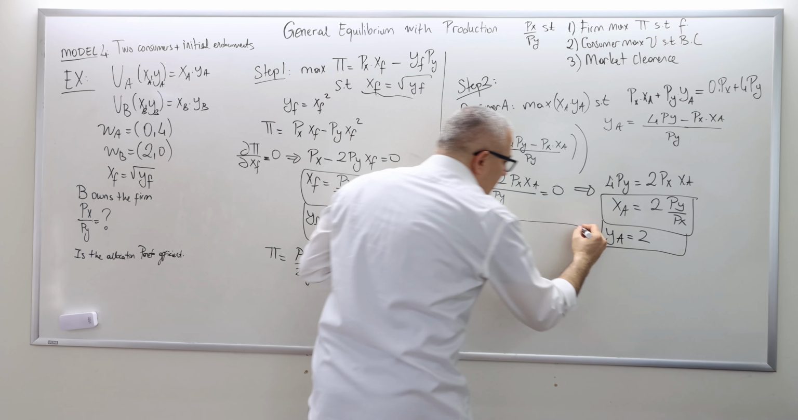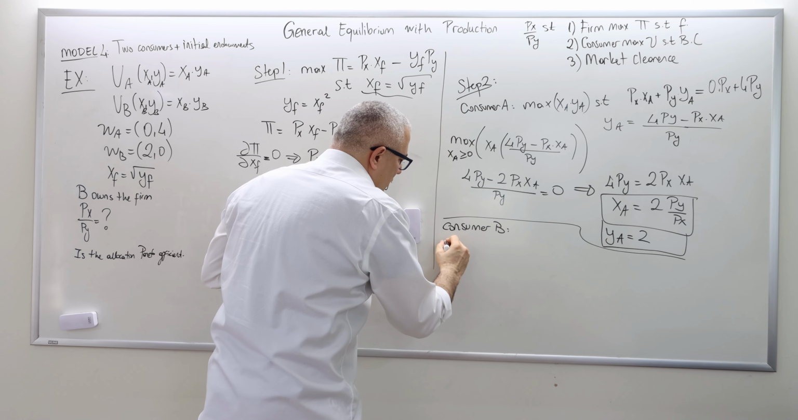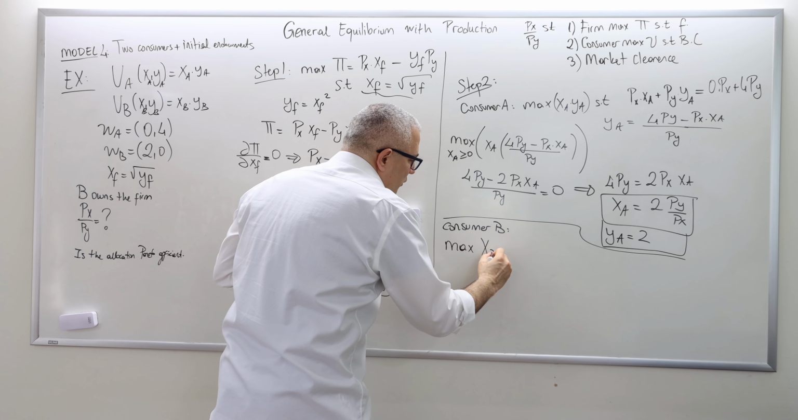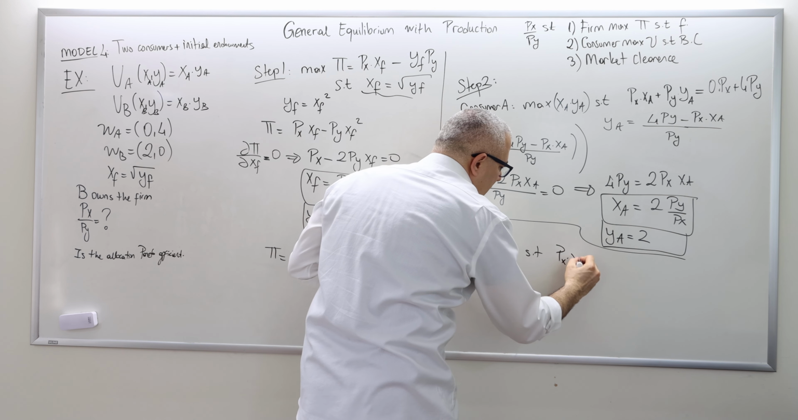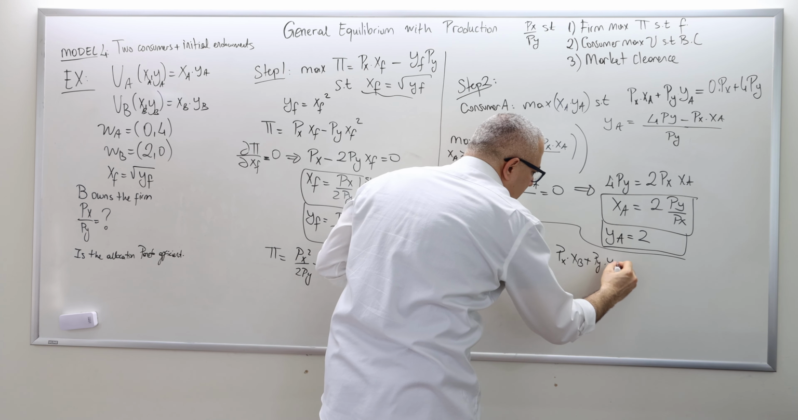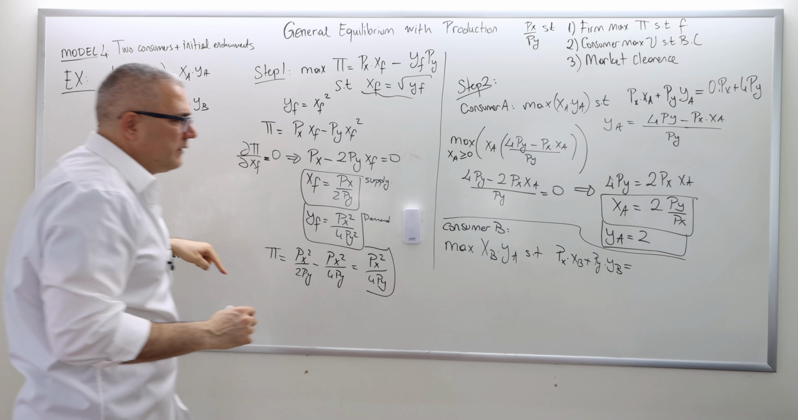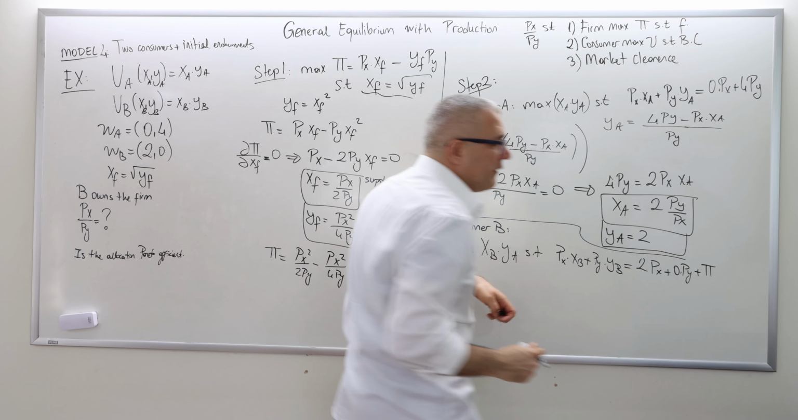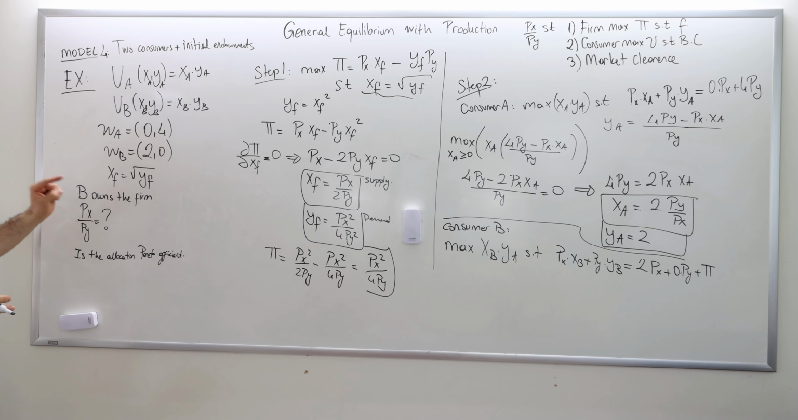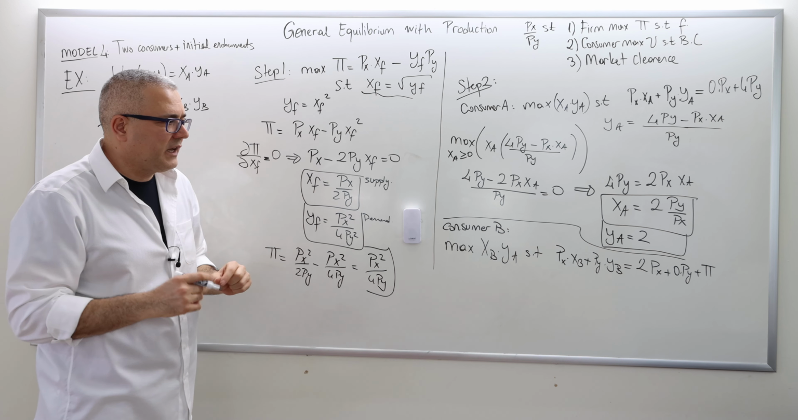Well, symmetrically, I'm going to solve consumer B's problem. So once again, maximize utility, which is XB times YB, subject to her budget constraint: PX times XB plus PY times YB, this is her expenditure. And her income is, well, her initial endowment, so it's 2 times PX plus 0 times PY, plus the profit, pi. Because she owns the firm, the profit doesn't depend on XB, YB, so I can just treat it as a constant.